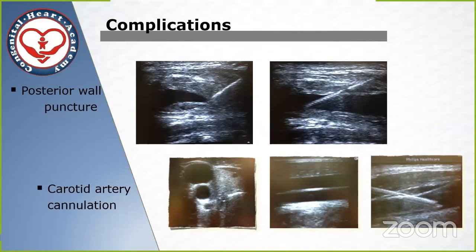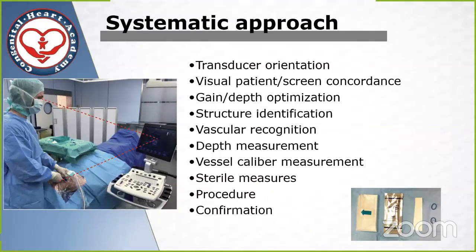The complication which happens more often when we try to access a vessel is the posterior wall puncture, and this is a routine complication when you go blind. But also what we have done, and I am the first one to admit, we have cannulated the carotid artery, trying to cannulate the vessel. So there is a lot of complications that can be avoided with a systematic approach, a systematic approach that is published elsewhere.